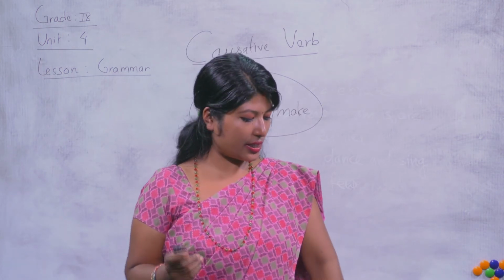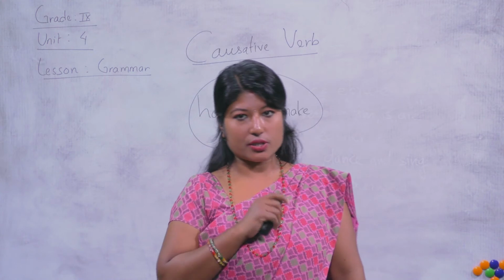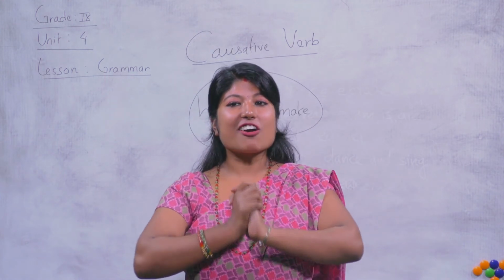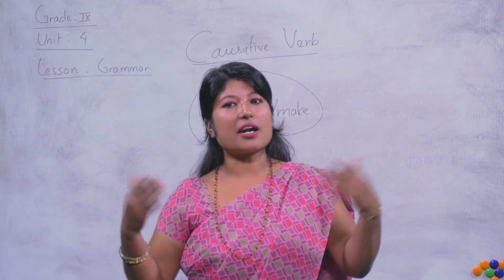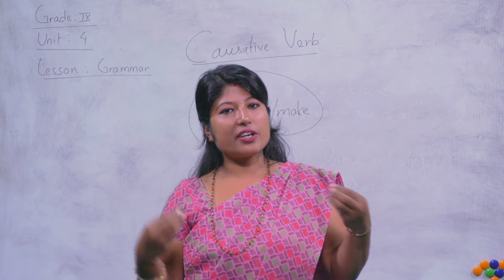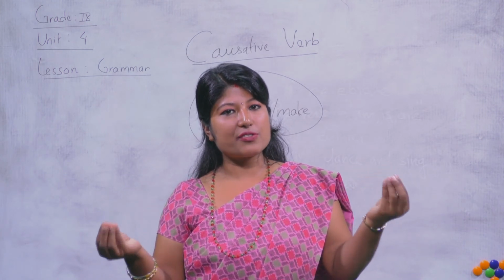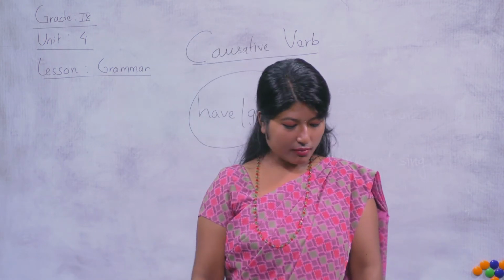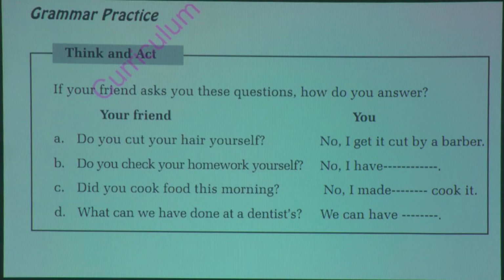Now here is the example from your book. As I told you in the beginning, we can't get everything done by ourselves. We need the help of people. We have different jobs done by different people. So here are some questions in your book. Think and act: if your friend asks you these questions, how do you answer?